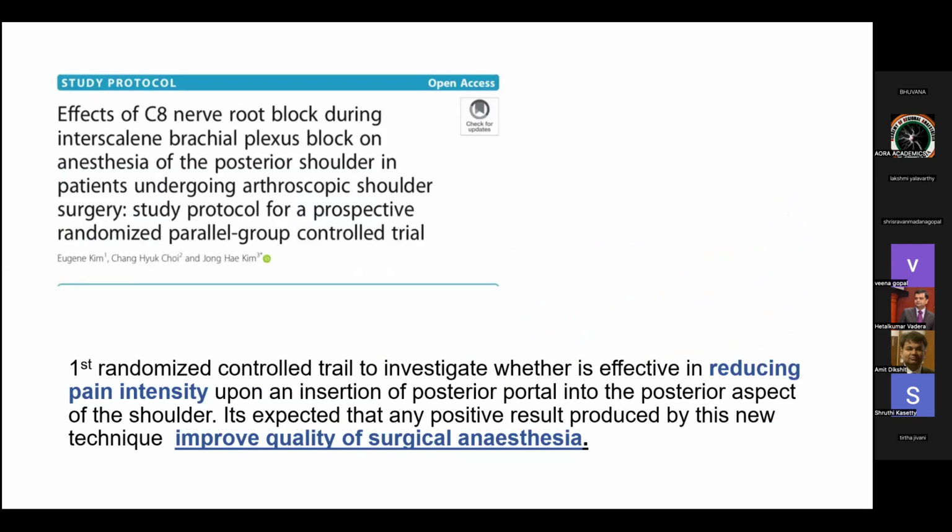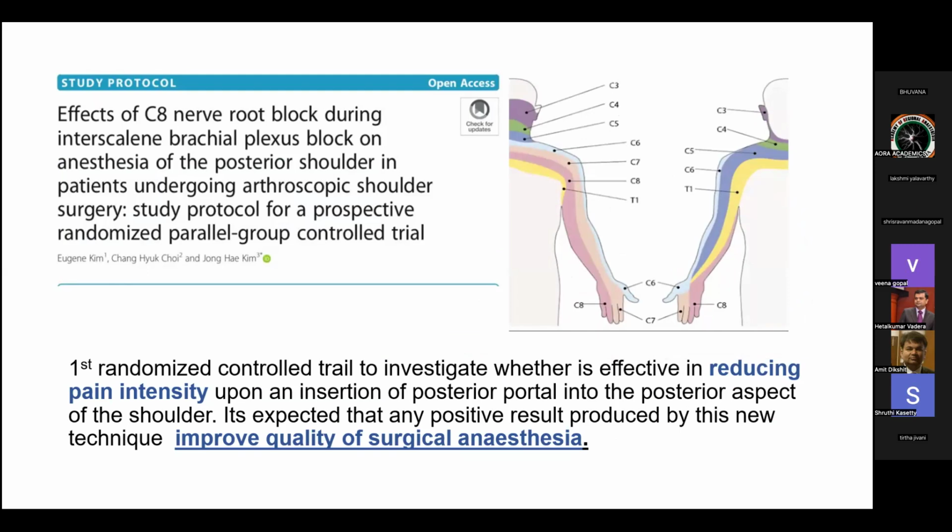In that they studied the effect of the C8 nerve root during the interscalene brachial plexus block for anesthesia of the posterior shoulder, in patients undergoing shoulder arthroscopy. We are not usually blocking C8 in an interscalene brachial plexus block for the shoulder. In that they found a consistent sparing in the area of the posterior port.